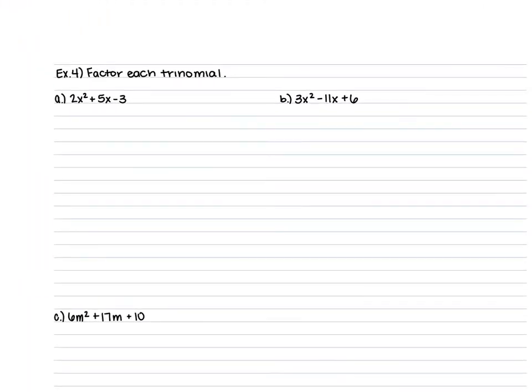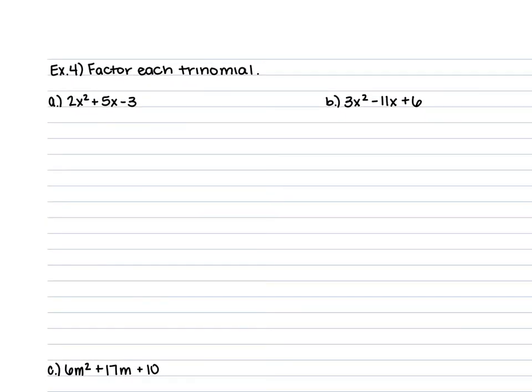For example, 4a, we have 2x squared plus 5x minus 3. So for this one, we're going to take the 2 and multiply by the negative 3. We get negative 6. The factors of negative 6 that add up to be a positive 5 are going to be a negative 1 and a positive 6. So this is going to factor out to be the 4 terms that you have. So 2x squared minus x plus 6x minus 3.